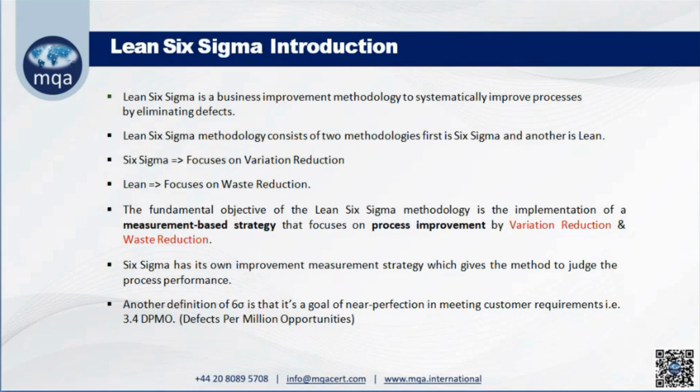Lean Six Sigma is a business improvement or a continuous improvement methodology to systematically improve processes by eliminating defects. See, the goal of any business is consistency. If we are able to implement a process, or execute a process, repeatedly, exactly the same way, with the same output, that is the goal, because that brings in predictability. We can predict what is going to happen.